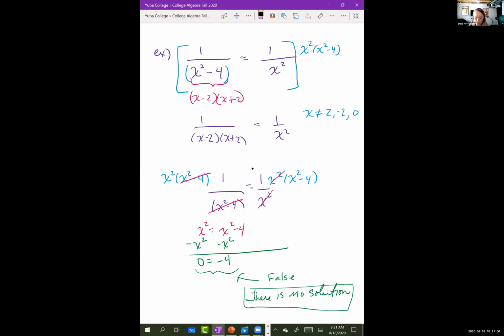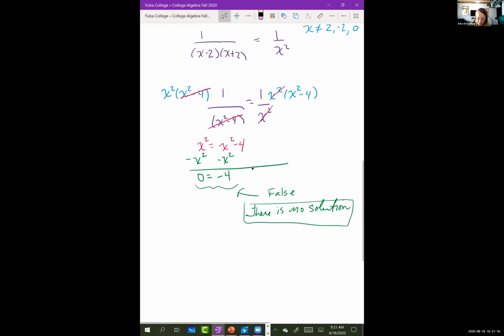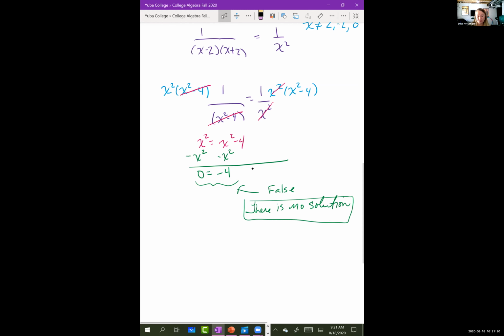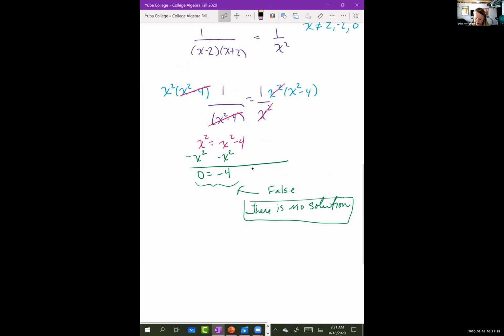So if your variable falls away and you have a true or false statement left, and it's false, then there's no solution. If our variable had fallen away here and we had ended up with something like -4 equals -4, that's a true statement, and then we would say any value would work, except for the ones that set our denominator equal to 0.